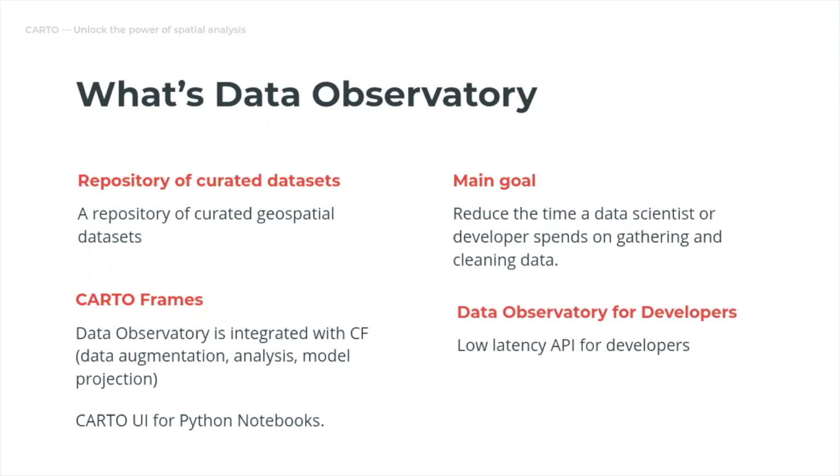For that, CARTO has a product called CARTOframes, and we have a version that integrates with the Data Observatory and provides data augmentation, analysis, model projection, and stuff like that. It is like a new CARTO UI for Python notebooks, and it is more for addressing data scientists. The other thing is Data Observatory for developers, and that is what we are going to talk about today. It's a low latency API for developers that lets you create a map using our API without the need of downloading the data or doing a lot of other stuff.